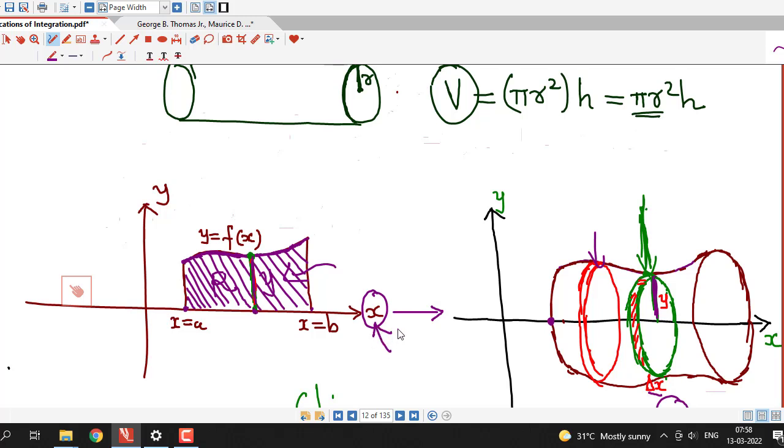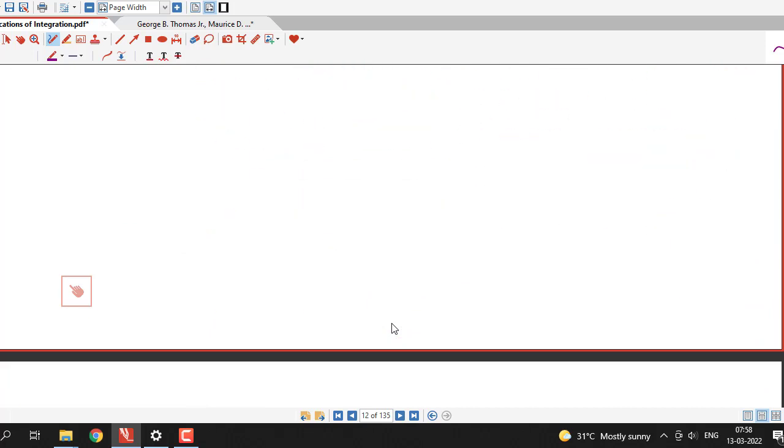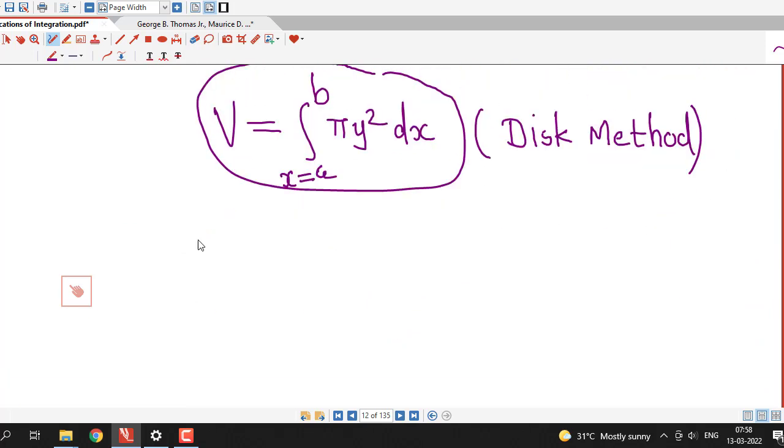So it is not necessary that we revolve about the x-axis only. We can revolve about the y-axis, and in that case, suppose we consider this type of region. Suppose we are revolving about the y-axis. Suppose we have this type of region, plane region.